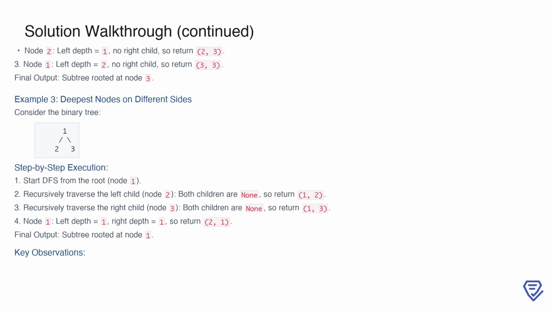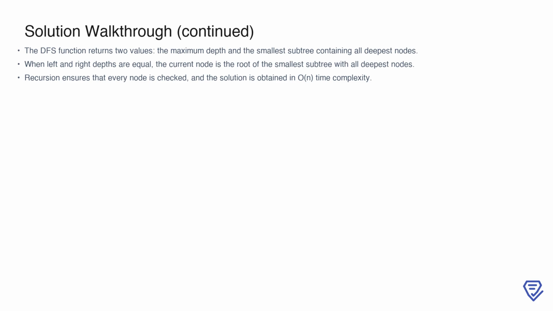In the third example, we analyze a tree where the deepest nodes are distributed on both sides of the root. The third example features a binary tree with 2 subtrees of equal depth. Starting at the root node 1, we traverse the left child, node 2. Since node 2 is a leaf, we return a depth of 1 and the node itself. Similarly, we traverse the right child, node 3, which is also a leaf, returning a depth of 1 and the node itself. At the root node 1, the left and right subtrees have equal depths of 1. When the depths are equal, the current node becomes the root of the smallest subtree containing all deepest nodes. Therefore, the final output is node 1.